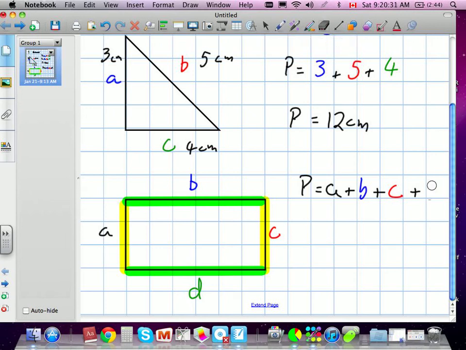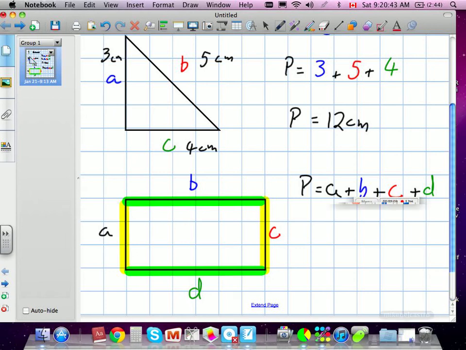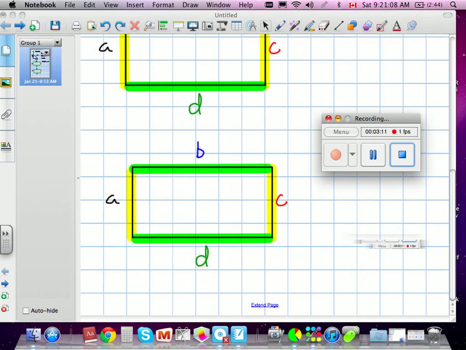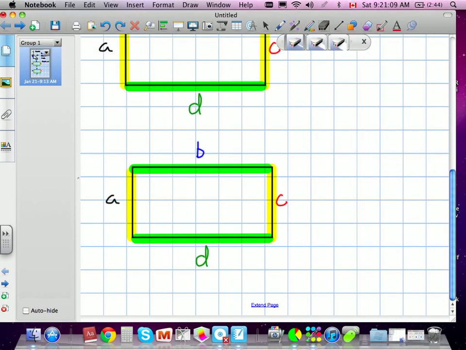Now, instead of using letters, what they usually do is they call something a length and a width. So let's say, instead of using those letters, we're going to copy the same rectangle and use length and width instead. Same one, but instead of calling it A, B, C, and D, we're going to rename it length and width. So we'll say this is our length and this is width.